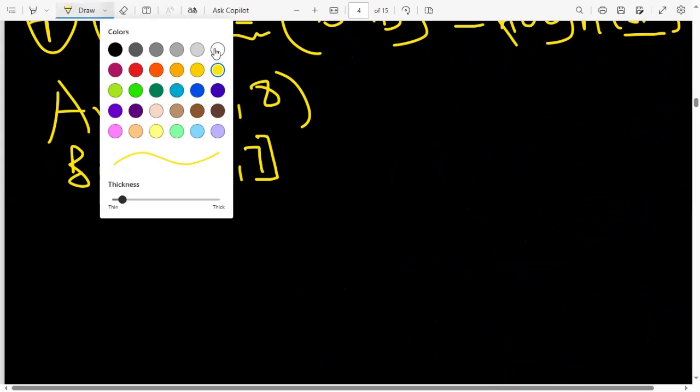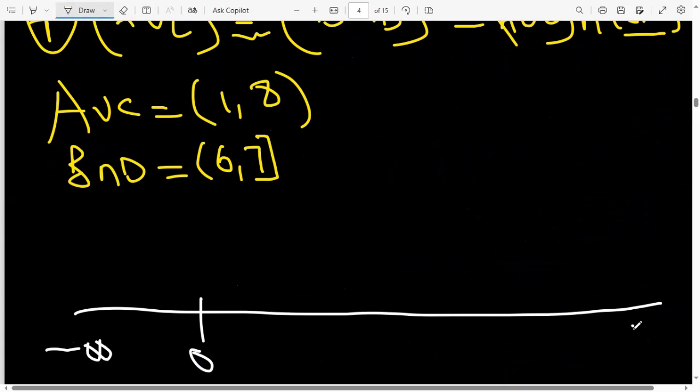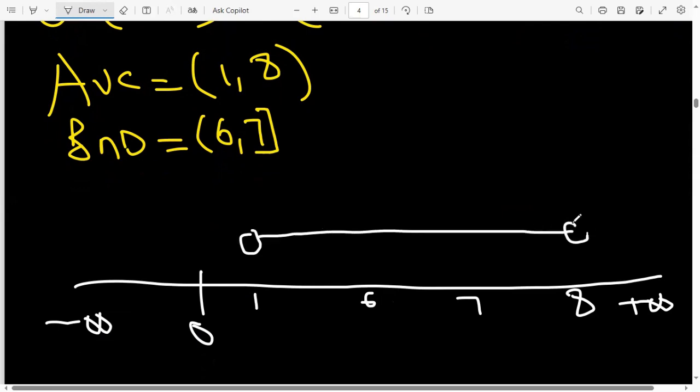Okay, so let's plot this now. Let's plot this. Okay, so this is our number line here. Here we have 0, here we have minus infinity, and on the other hand, we have positive infinity. Okay, so we are going to write 1, and then somewhere we have 6, 7, and then 8. So let's plot the A union C first of all. A union C is starting from here, all the way up to 8. That is our A union C.